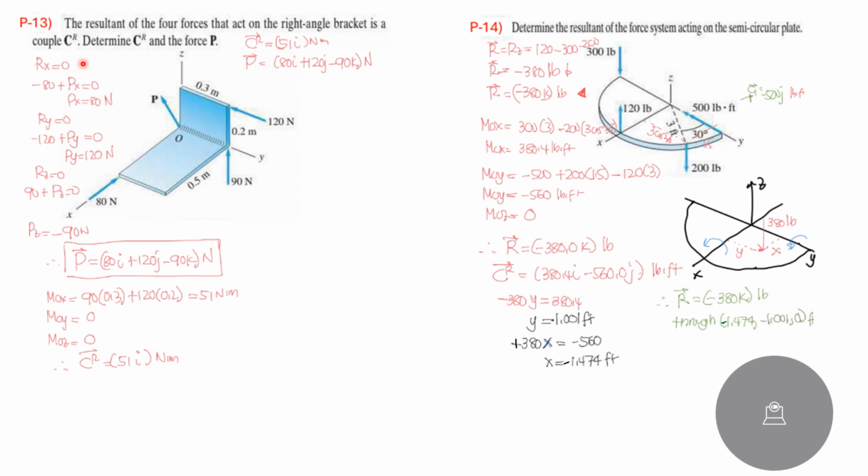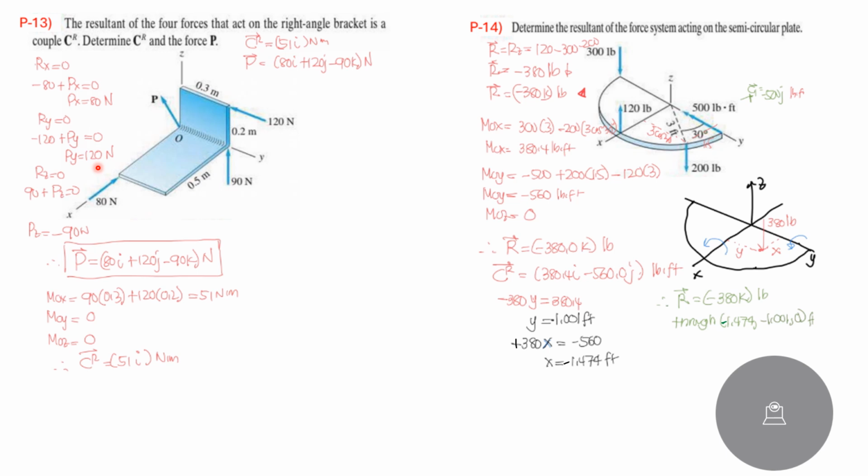So from the figure, the summation of forces in x: this is the x direction, and that is negative 80. This has no x component. So plus P sub x equals 0, which means P sub x is 80 newtons. Summation of forces in y equals 0, Ry is 0. So this is negative 120, then plus Py equals 0. So Py is 120 newtons positive.